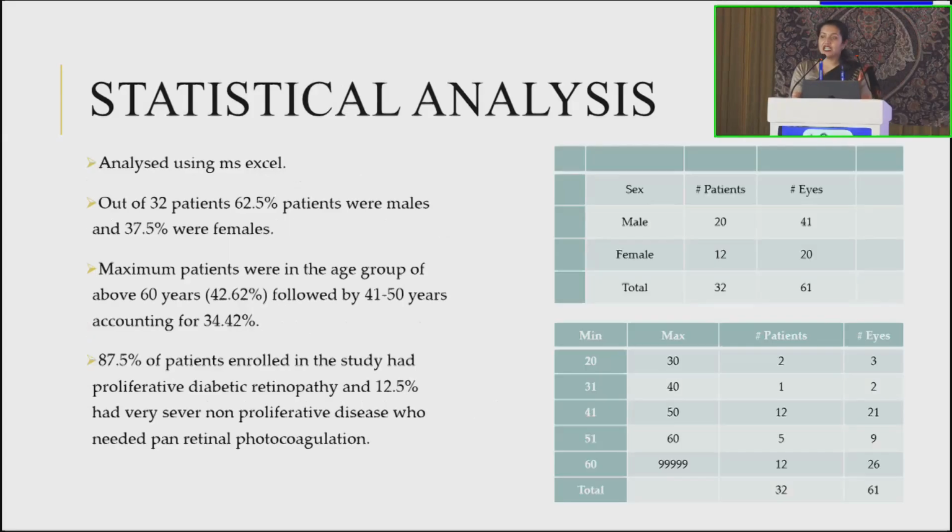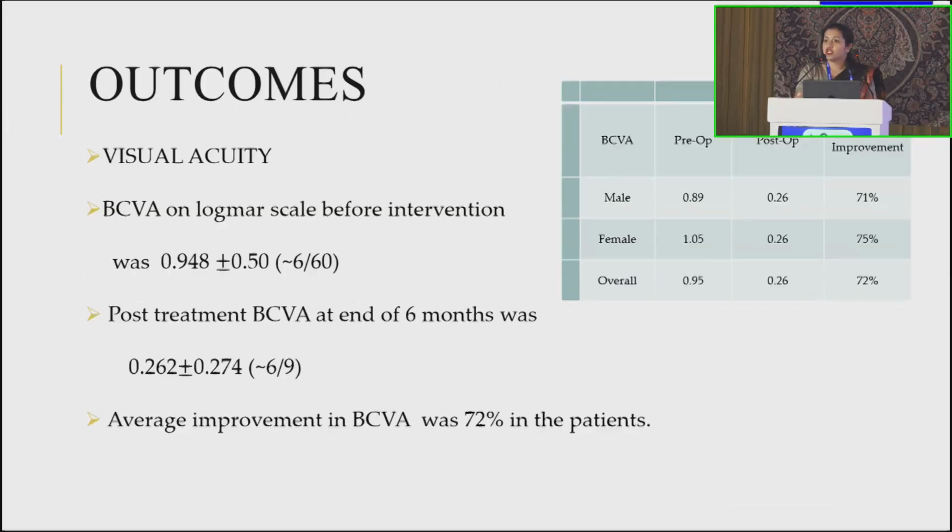We did statistics using MS Excel, and out of 32 patients, 62.5% were males and 37.5% were females. Maximum patients were in the age group above 60 years, and 87.5% of patients had PDR and 12.5% had very severe NPDR. We measured the outcomes in terms of visual acuity and CMT.